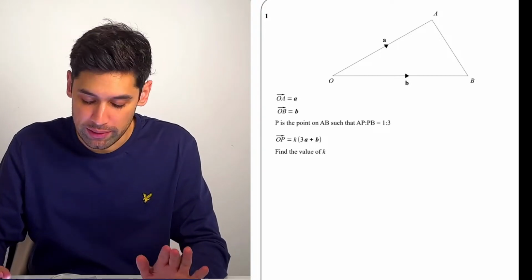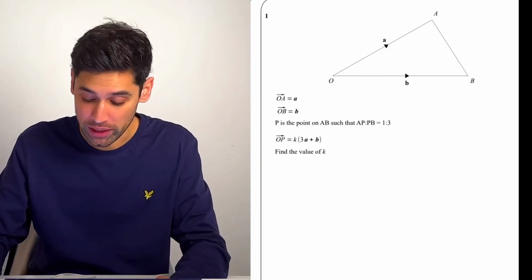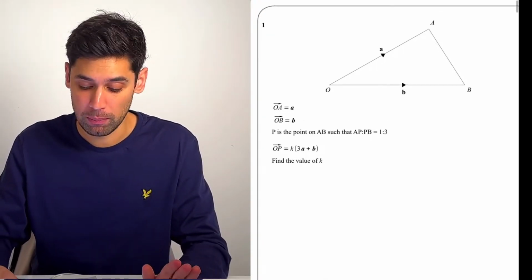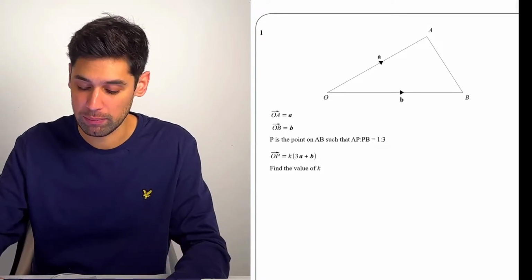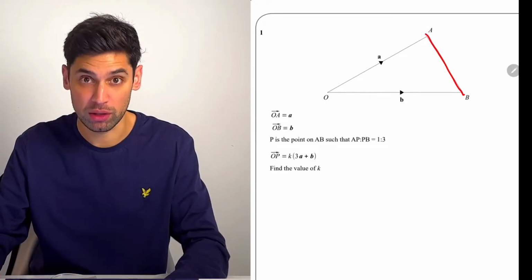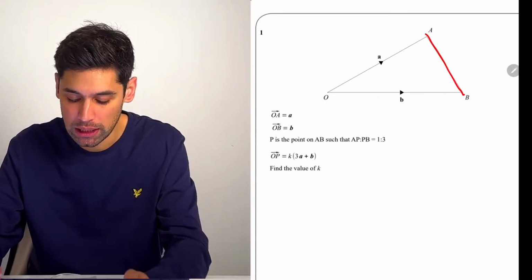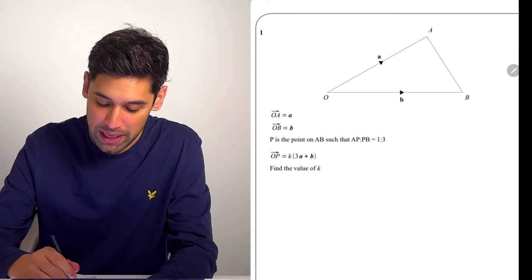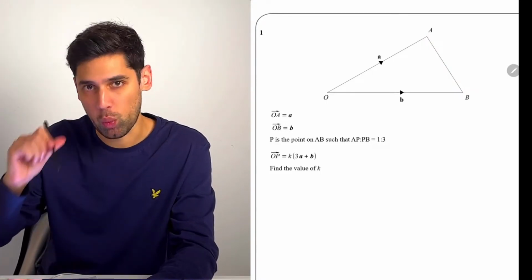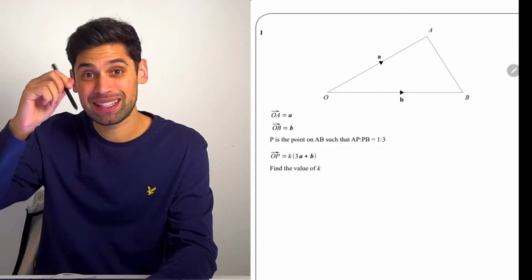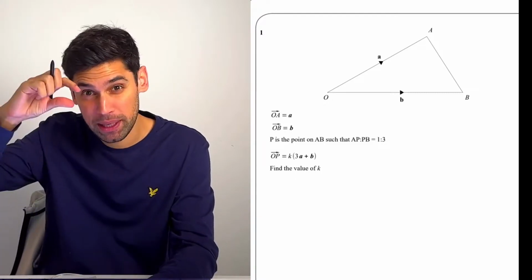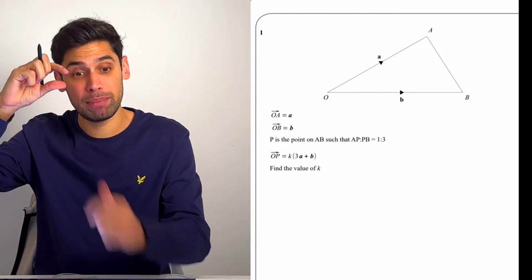So let's break it down. P is a point, so it's not been drawn on there. P is a point on AB. AB is this line, the line literally going from A to B, such that AP to PB is 1 to 3. That means AP, wherever P may be, AP is worth 1 and PB is worth 3.